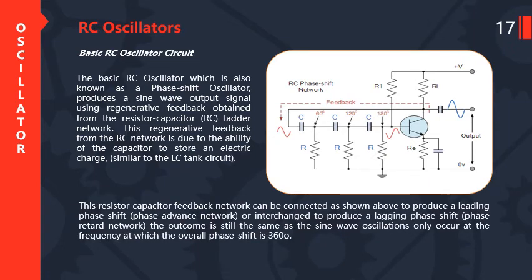This resistor capacitor feedback network can be connected as shown above to produce a leading phase, meaning a phase advance network, or interchanged to produce a lagging phase shift. The outcome is still the same: the sine wave oscillation only occurs at the frequency at which the overall phase shift is 360 degree. तो इसको हम दो तरीके से यूज कर सकते हैं, लैगिंग के लिए भी और लीडिंग के लिए भी.